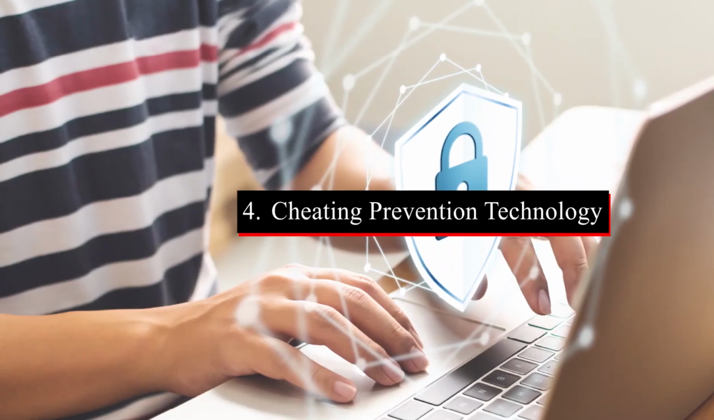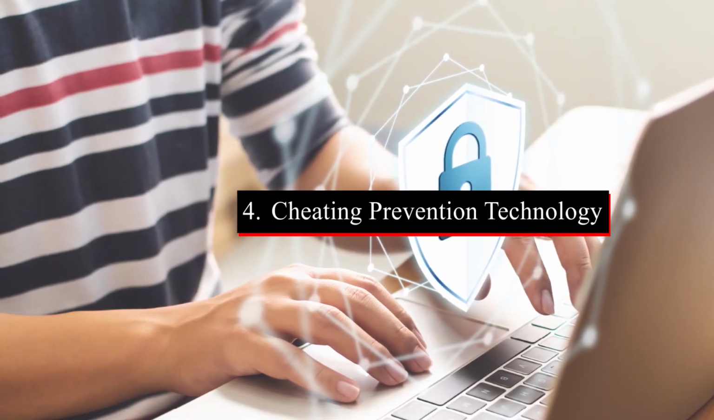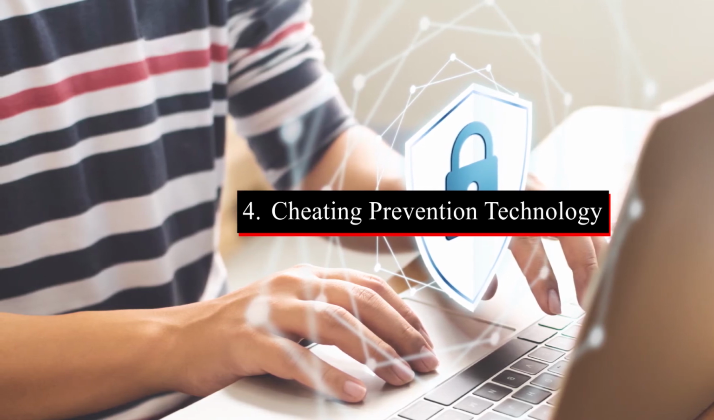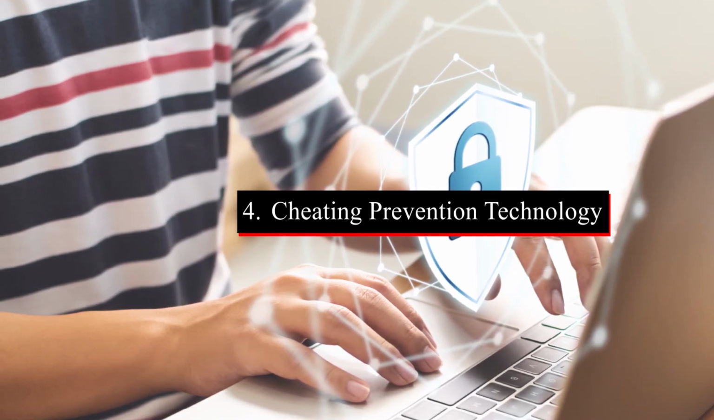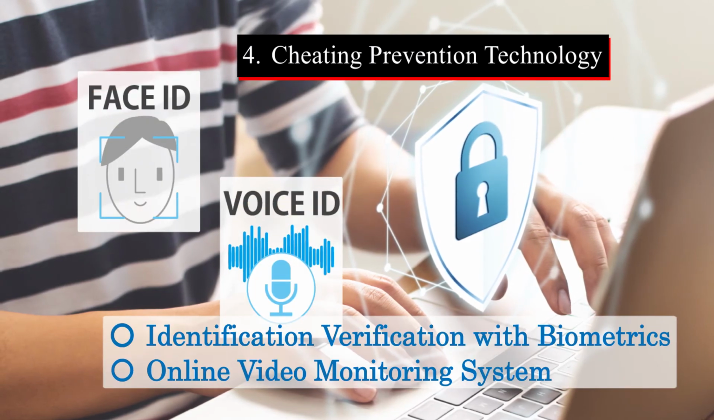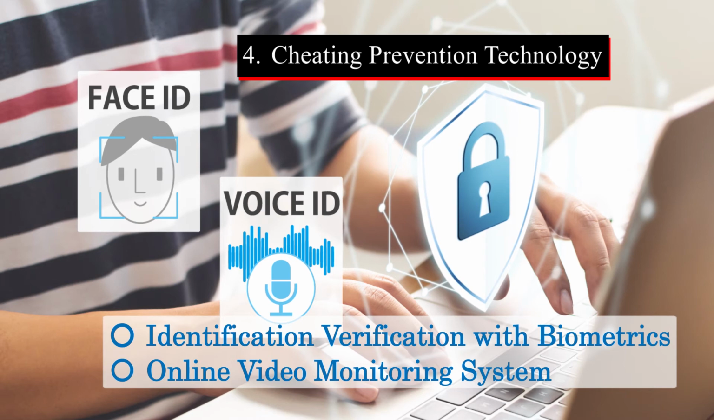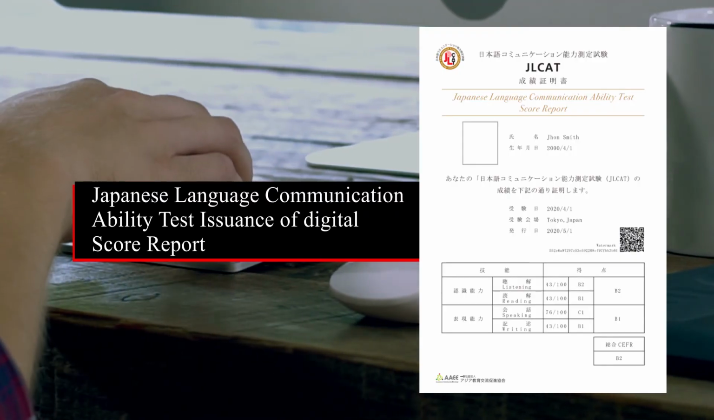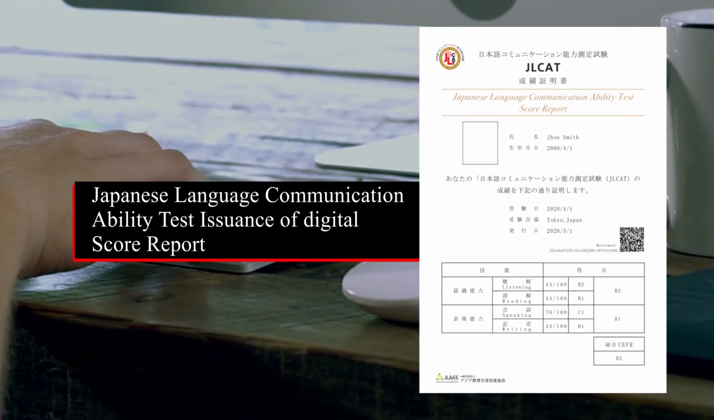The fourth characteristic of JLCAT is the cheating prevention technology to realize taking tests at home. JLCAT requires test takers to submit their identity documents issued by their countries of residence and to register biometrics such as Face ID and Voice ID. To all JLCAT test takers, we issue digital JLCAT score reports.